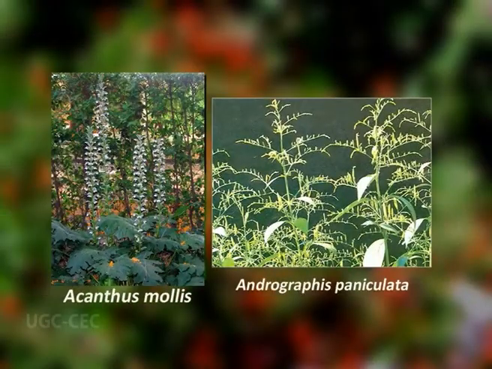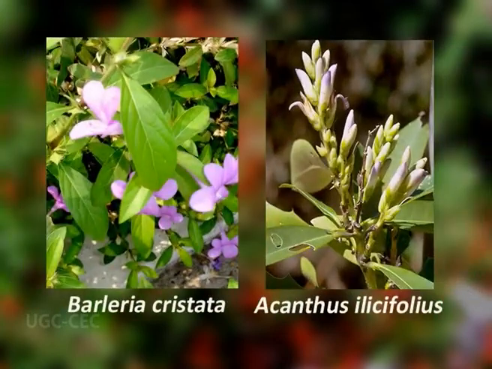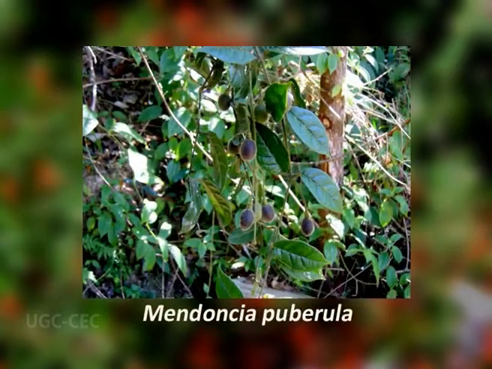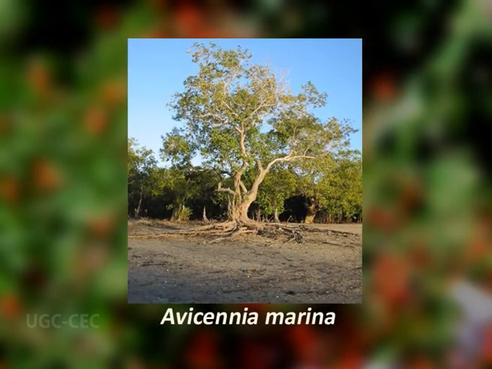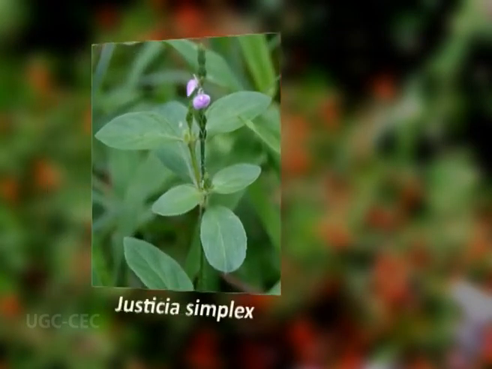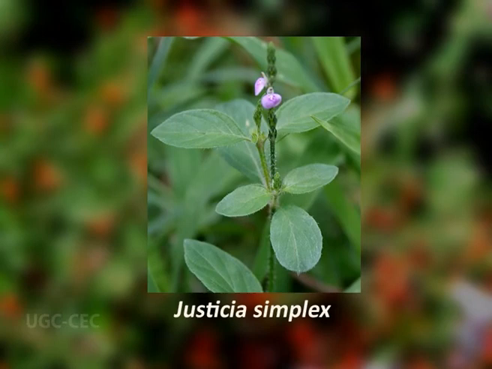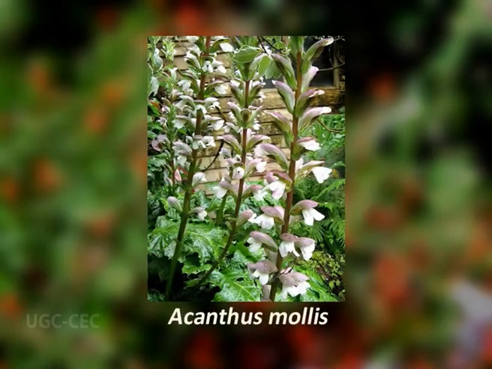Acanthaceae show a wide range of habit types, from herbs exemplified by Acanthus mollis and Andrographis paniculata, to shrubs like Barleria cristata and Acanthus ilicifolius, and climbers like Mendoncia puberula. Tree habit, though rare, is known in the family. Some acanths are annuals like Justicia simplex. Some others are perennial like Acanthus mollis.